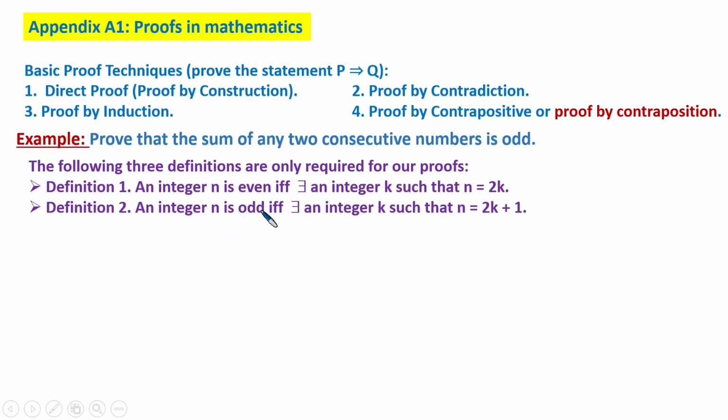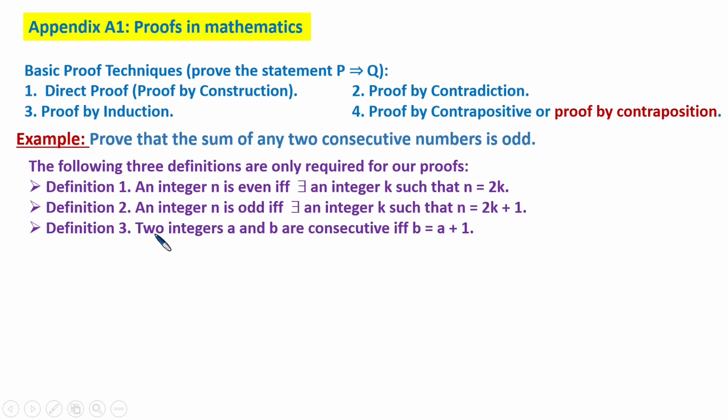Definition 2: an integer n is odd if and only if there exists an integer k such that n is equal to 2k plus 1. So if there is some number 2k, which is even, and you add one more, it becomes odd. So in the natural numbers every alternate number is odd: 1 is odd, 2 is even, 3 is again odd, 4 is even, 5 is odd, 6 is even. So you add one more, so it becomes odd. This is the definition of an even number, and this is the definition of an odd number.